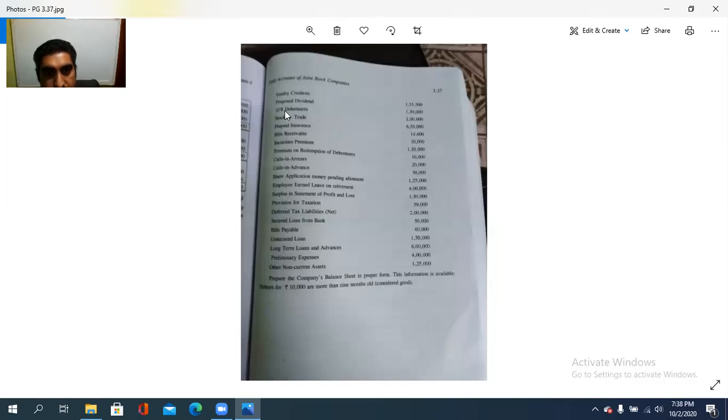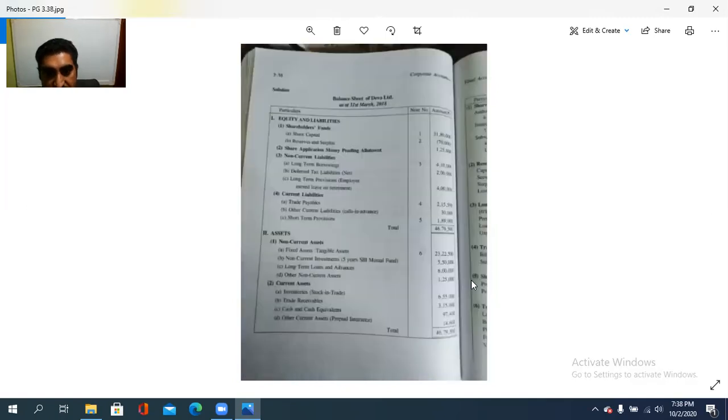Prepaid insurance. There it is. Prepaid insurance 14,600. That is to be added. Total 46,79,500. So in this way, we need to prepare based on the format for the final accounts of companies, the balance sheet.